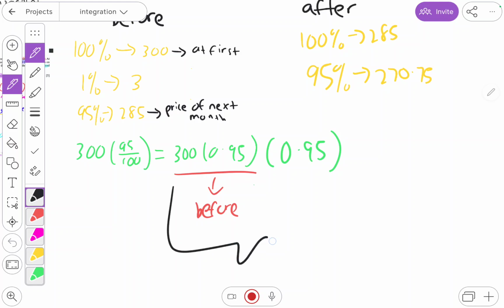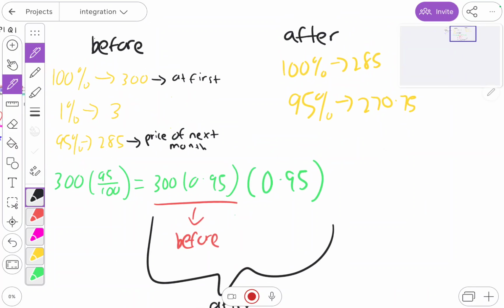Our arrow here to here, this is after. This question is difficult because it requires your understanding. So this is the after, okay? So before next month starts and after next month starts.